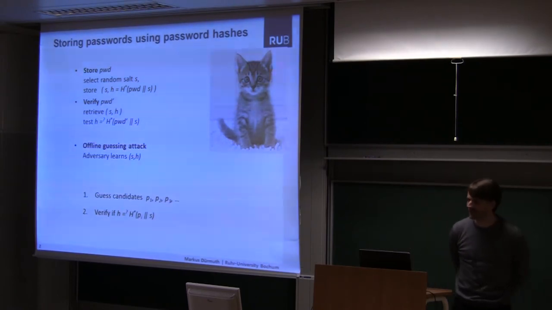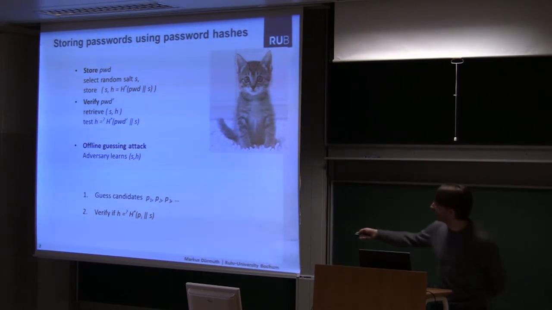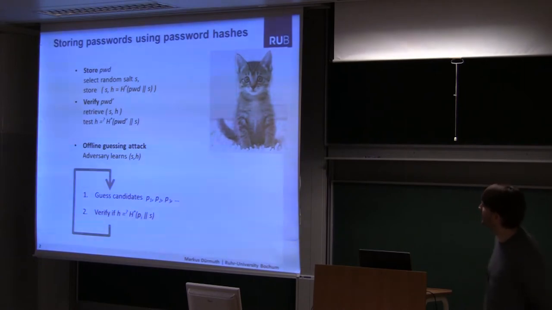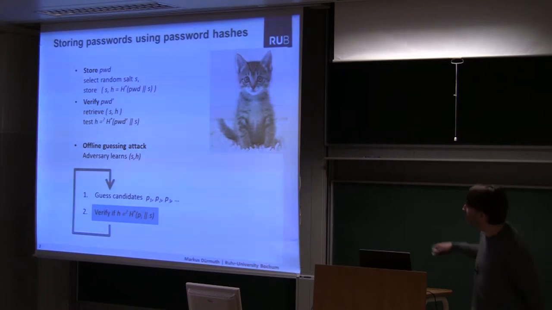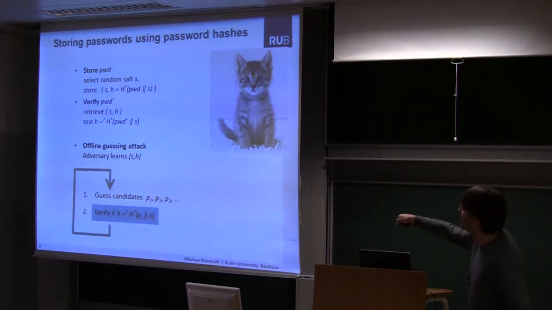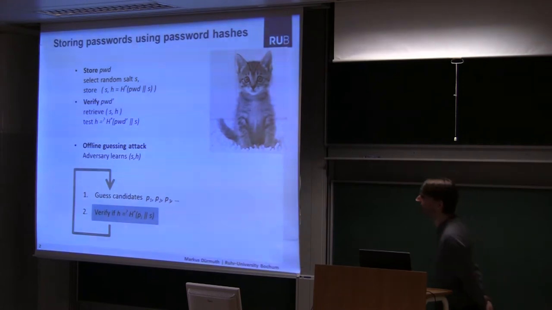Now, of course, you all know what an offline guessing attack is. If the adversary learns s and h, then he can guess a password candidate, verify if that one is correct, and then just start that process over and over until he finally finds a password candidate that matches that verification. Now, there are two ways to improve the security of passwords against offline guessing attacks. First is by making the user choose stronger passwords, which we usually fail to do. And the other point where we can improve the situation is by making the process of verification slower. This is basically what all the constructions are doing. We've seen an example of bcrypt yesterday. Bcrypt is pretty slow, and therefore it's considered relatively secure.